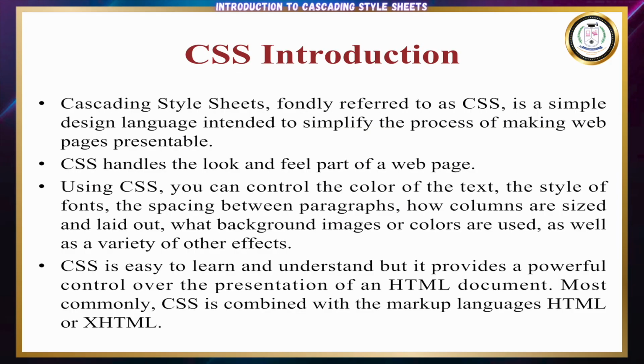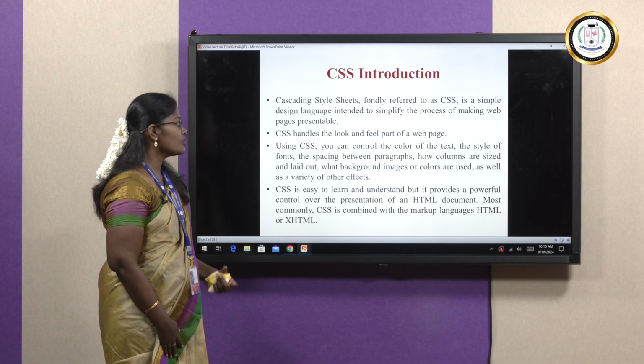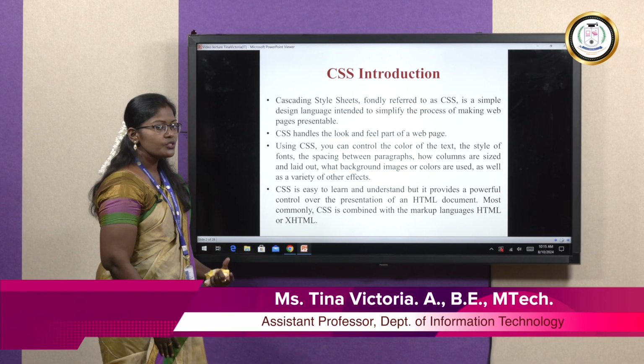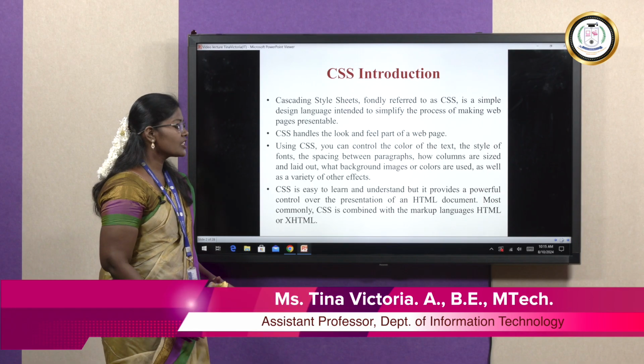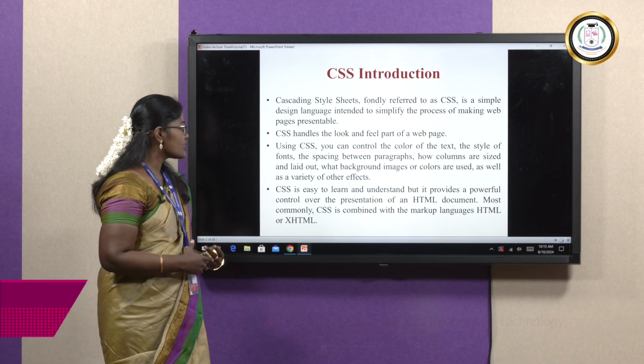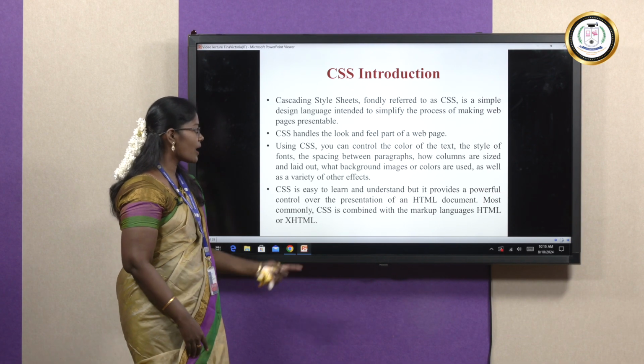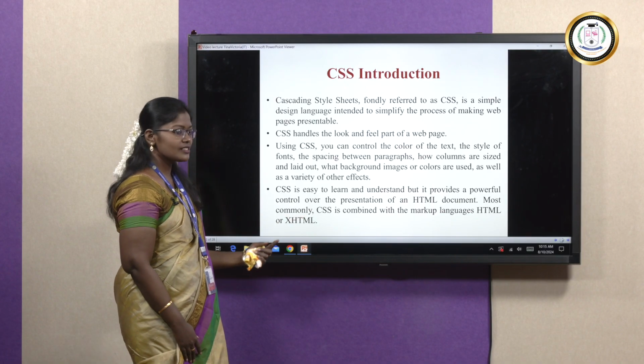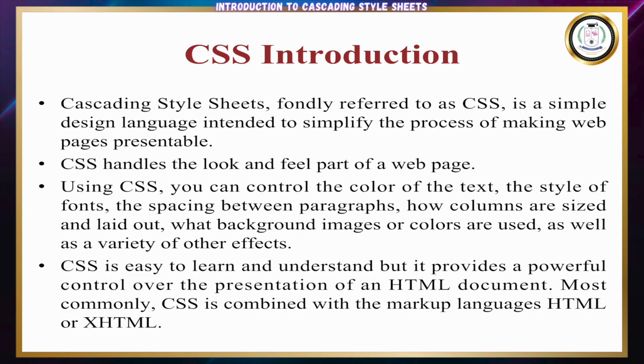So, what is meant by Cascading Style Sheet? It is fondly referred to as CSS, a simple design language intended to simplify the process of making your web pages presentable. CSS handles the look and feel part of a web page. Using CSS, you can control the color, the text, the style of the fonts, the spacing between paragraphs, how columns are sized and laid out, what background images and colors are used, as well as a variety of other effects.